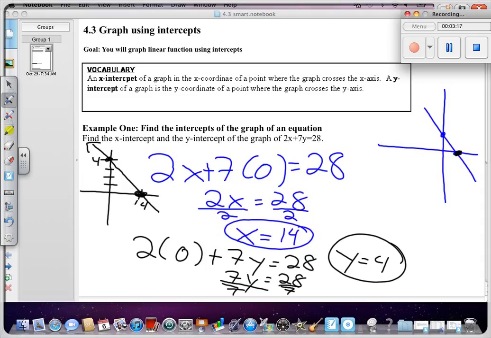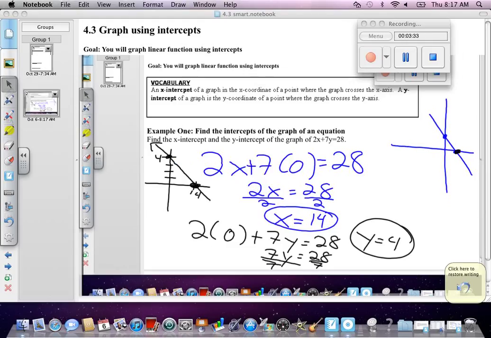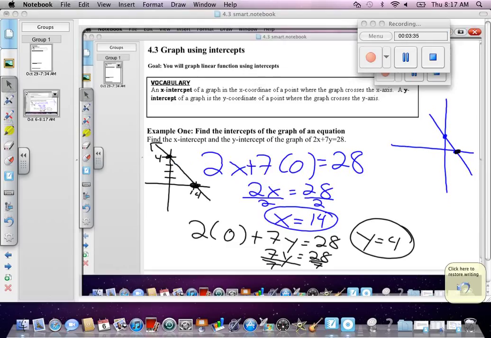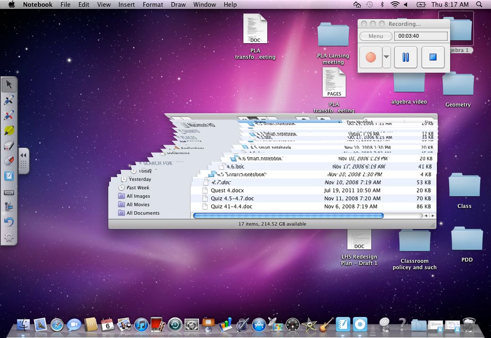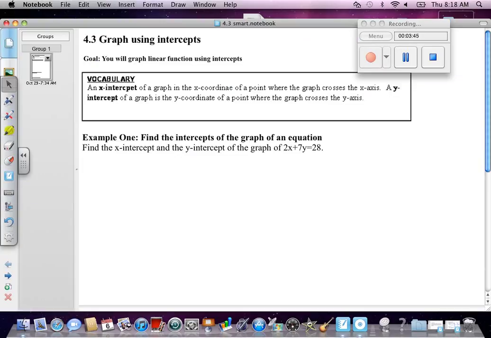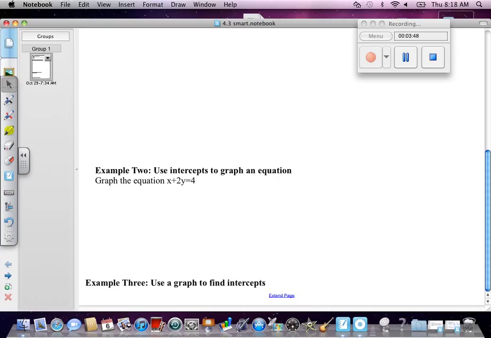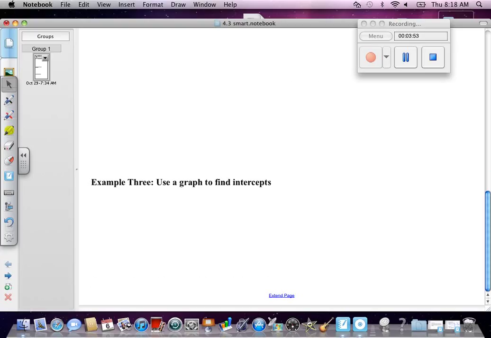Okay? Let's try another one. We're going to find the x and y intercepts, and then we will graph it. Okay, so we are looking at example 2. We are going to find the x and y intercepts, and then we are going to graph it.